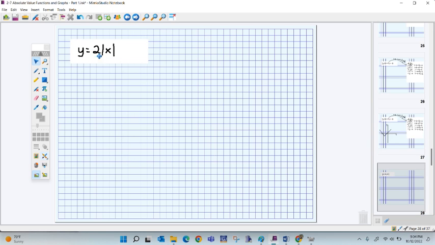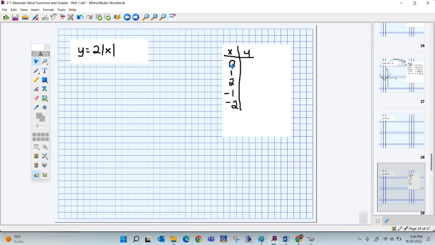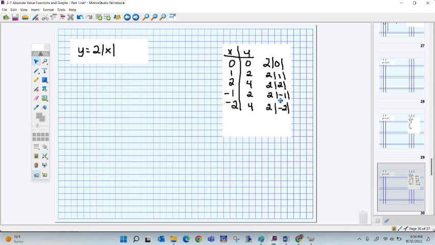If you have a number right here, that's going to tell you if you have a stretch or a compression. Since this number is bigger than 1, you're going to think it's going to stretch 2 units, okay? So we're going to see what happens when we plug in 0 and 1 and 2 and negative 1 and negative 2. 2 times 0 is 0. 2 times 1 is 2. 2 times 2 is 4. 2 times 1 is 2. I'm doing the absolute value. 2 times 2 is 4.